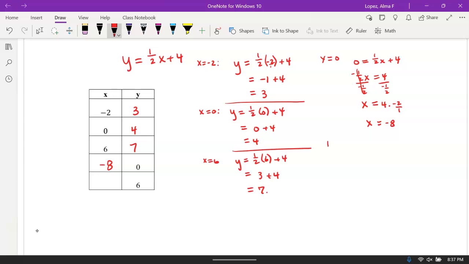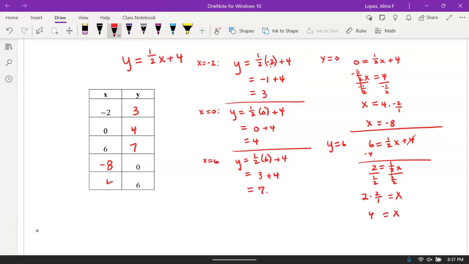Let's plug in the y of 6. So 6 is equal to 1/2 x plus 4. I'm going to start by moving the 4 over this time. When I subtract the 4 over, I get 2 is equal to 1/2 x. To get the x solved for, I'm going to divide both sides by 1/2. On the left, the 1/2s cancel. To divide 2 by 1/2, you actually take the 2 down and multiply by the reciprocal of the fraction you're dividing by. So x will be equal to 4.